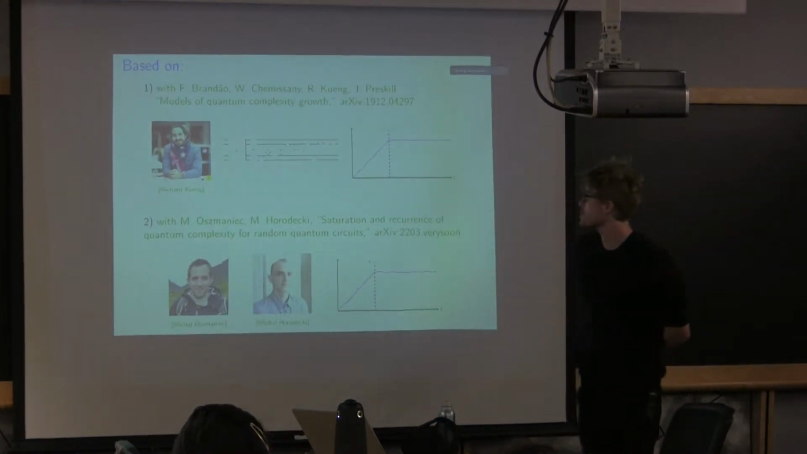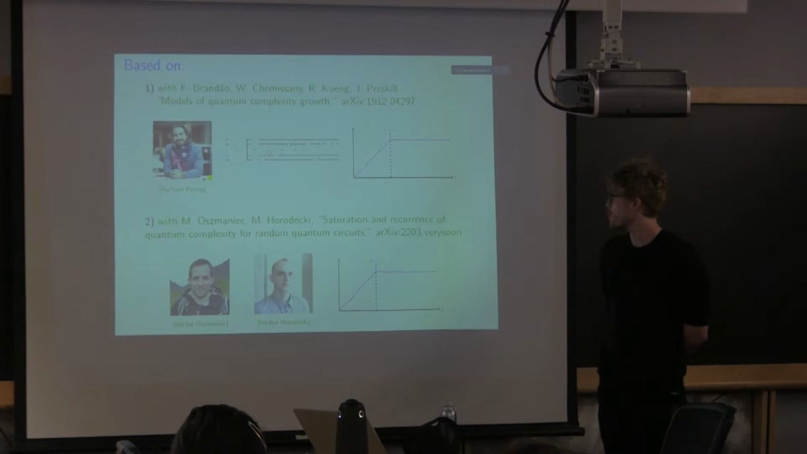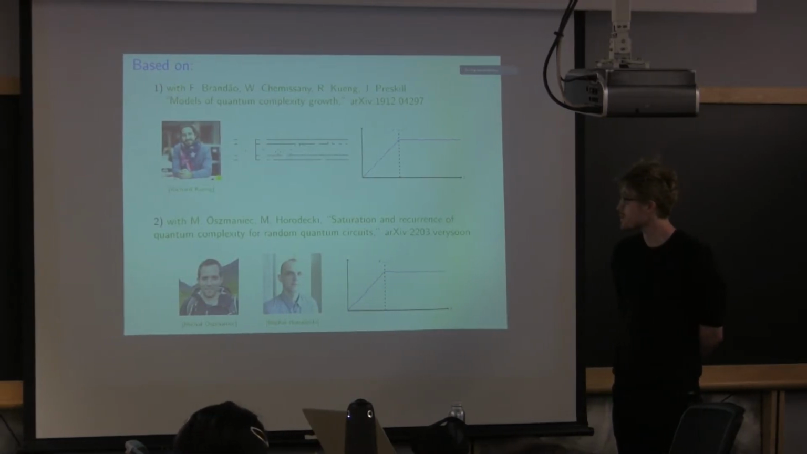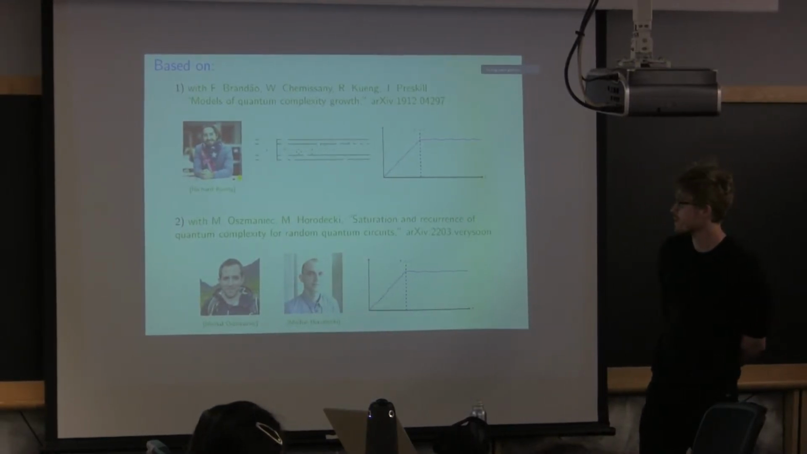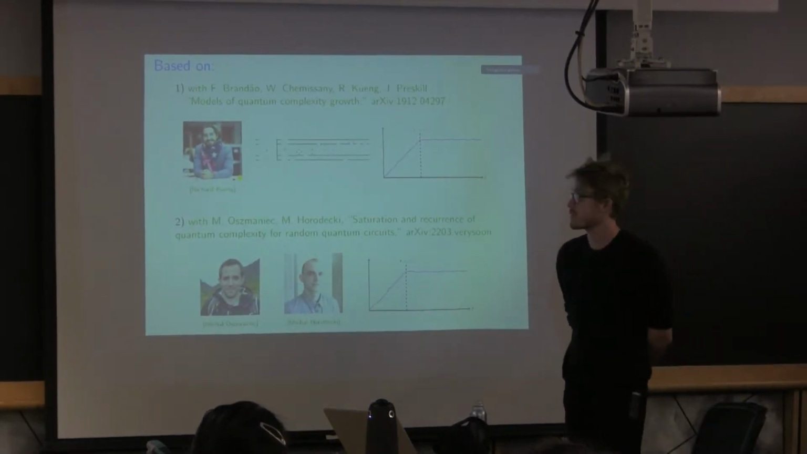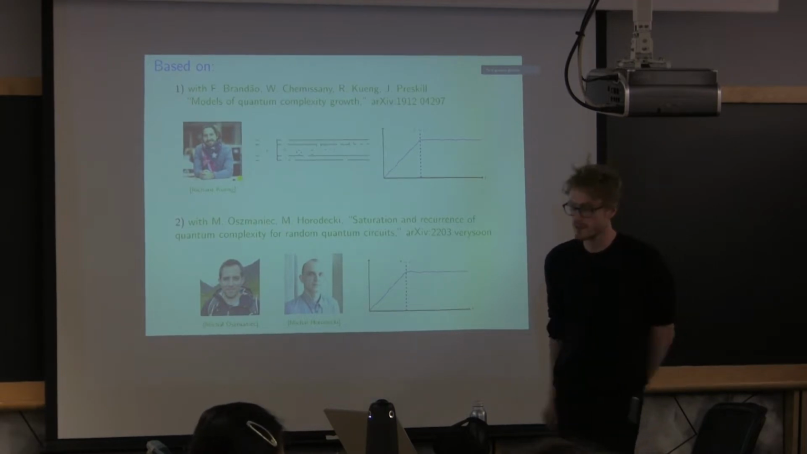So the first paper, which maybe some of you have heard me talk about before, is more about the complexity growth aspect of quantum complexity or circuit complexity. And then the second paper is more about saturation and recurrence. So I'll try and touch on all the ideas and the techniques that are used in proving all these things.